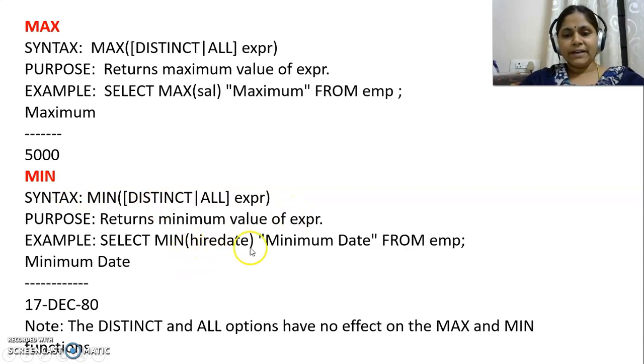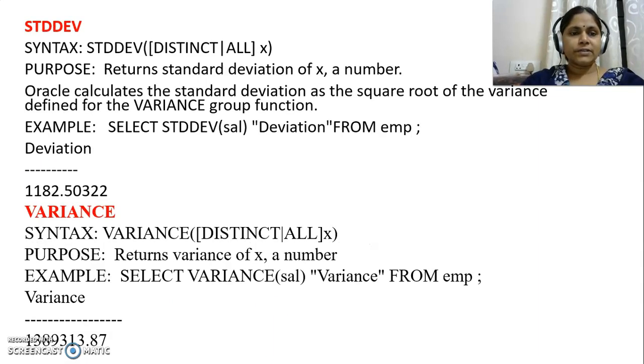Select min of hire date from the EMP. So the minimum value of the hire date is getting displayed here. However, the distinct and all options have no effect on the max and min functions. We should note it. Next one is the standard deviation aggregate function.